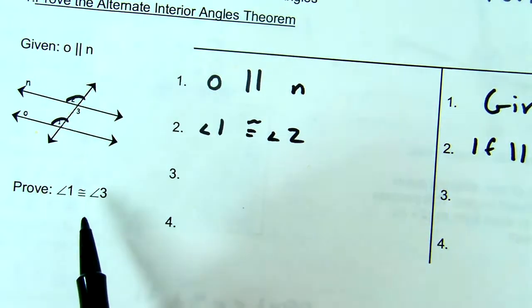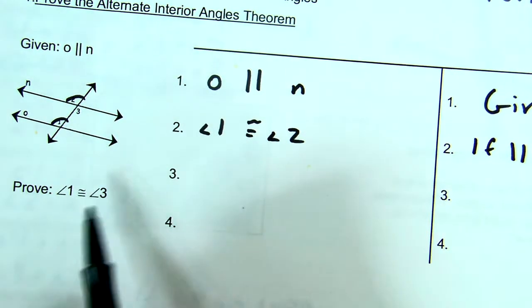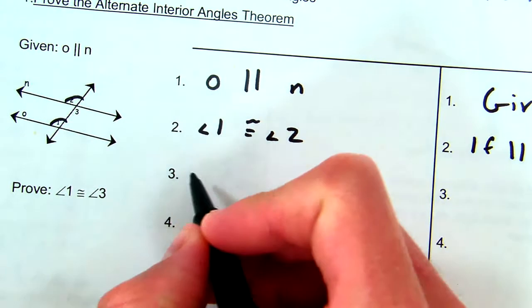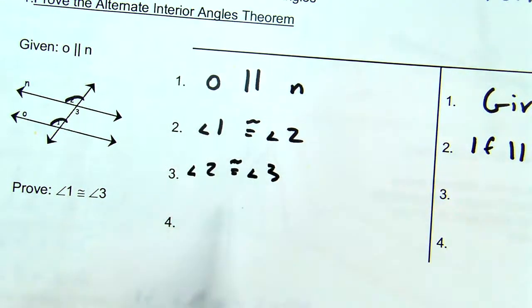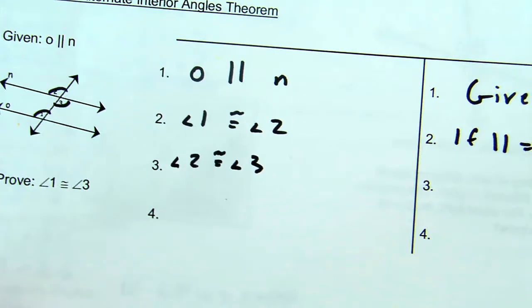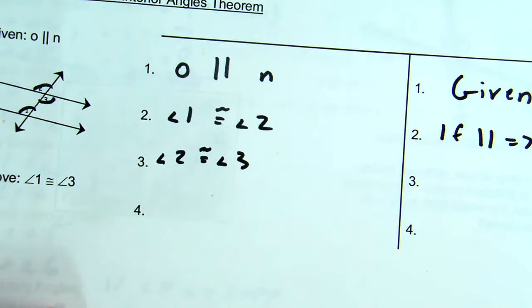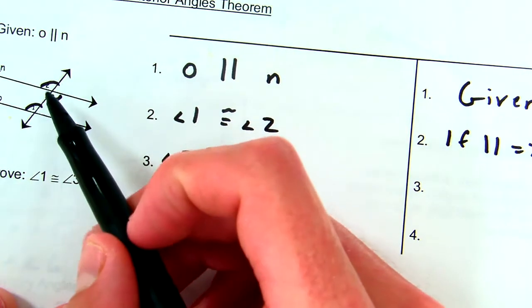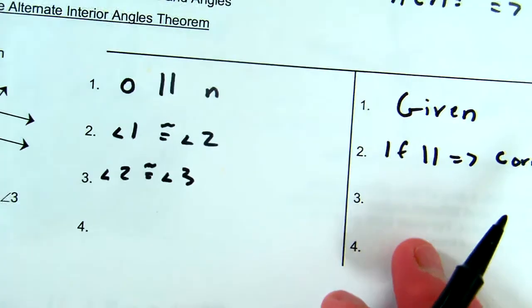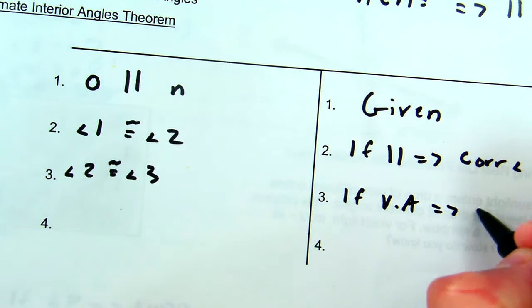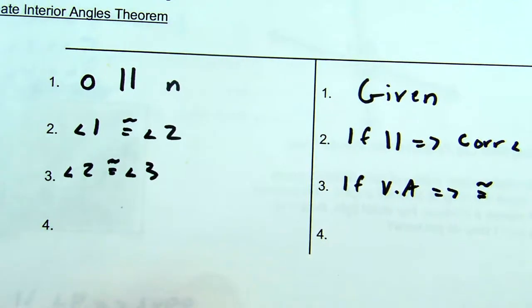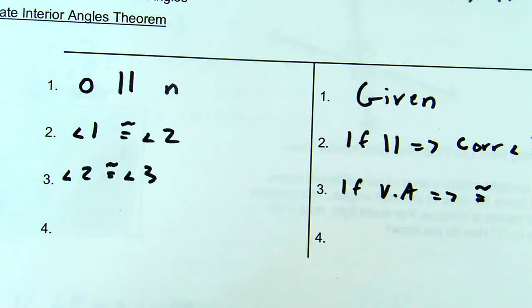Ultimately, we're trying to prove that angle 1 is congruent to angle 3. So somehow angle 3 has to get in the picture here. And this is where angle 3 gets in the picture, because now we're going to say that angle 2 is congruent to angle 3 as well. This is a very common theorem that hopefully you know by now. When they're straight across from each other like this, those are vertical angles. So we say if vertical angles, then congruent. That is why 2 and 3 have to be the same.